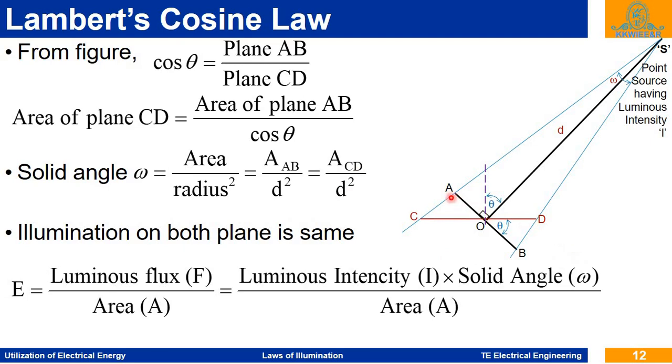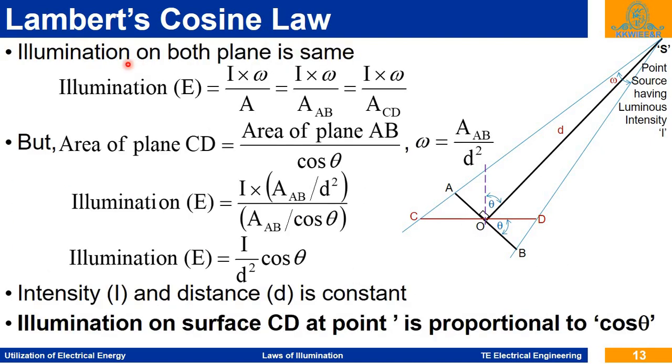So both planes AB and CD have the same illumination level. So E is equal to the luminous flux received on this plane upon area. The luminous flux is the intensity of the light source and the solid angle with this surface, omega, upon the area of this surface. In this equation of illumination, we substitute the area of AB plane and the area of CD plane. The intensity and solid angle are the same for both planes. So I omega upon area of AB plane, and I omega divided by area of plane CD.